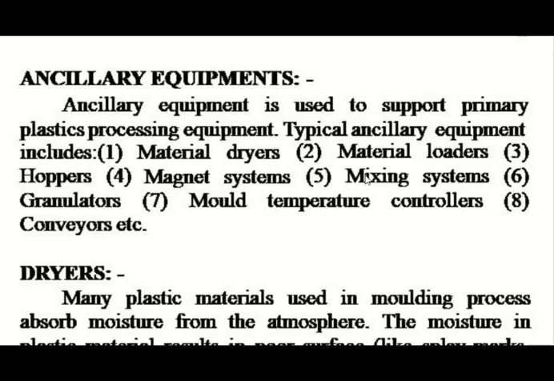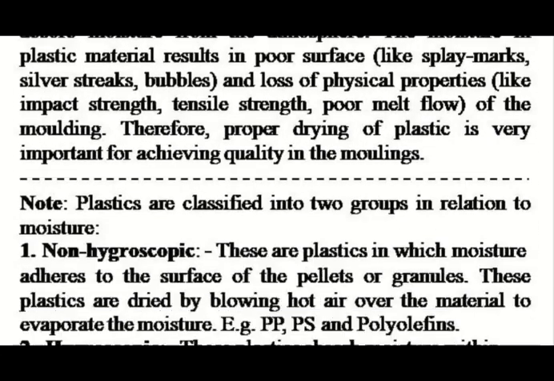What are ancillary equipments? Ancillary equipments are those equipments which are used to support the primary plastic processing equipments. Typical ancillary equipments include material dryers, material loaders, hoppers, mixing systems, granulators, mold temperature controllers, and magnetic systems, etc. These are the equipments which support the primary plastic processing equipment, so they are called ancillary equipments.